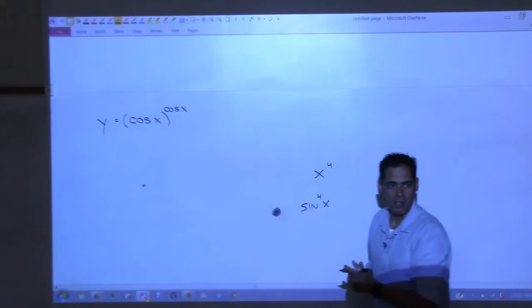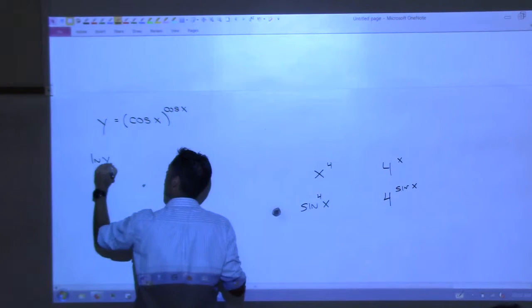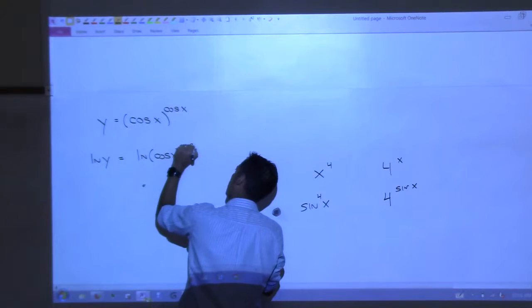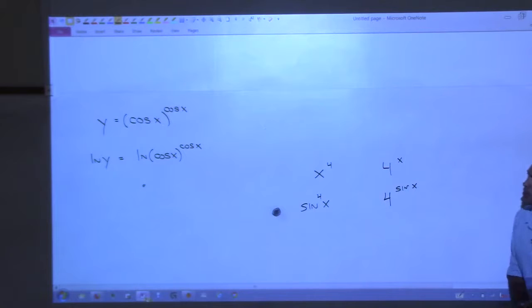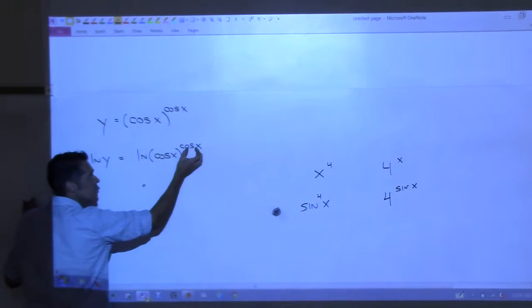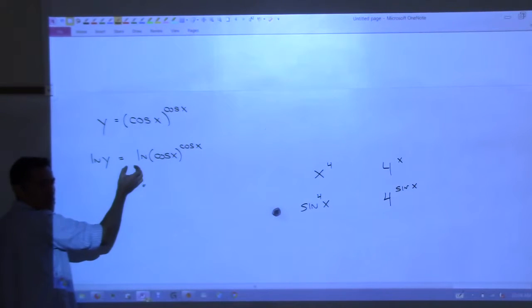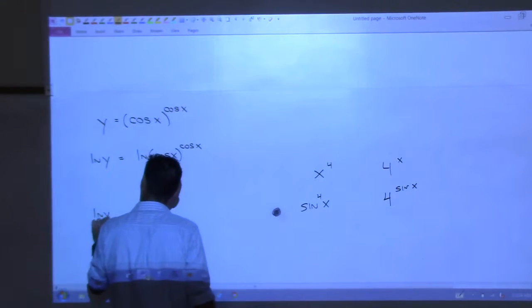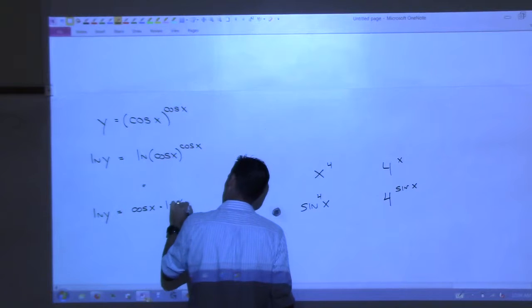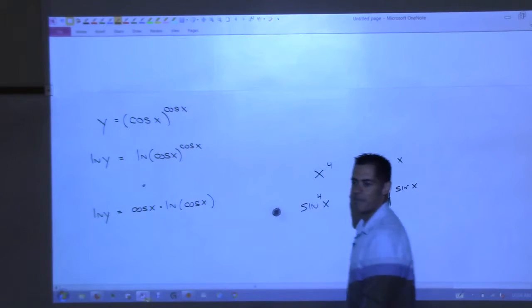So let's try logarithmic differentiation. I'm going to take the natural log and apply it to both sides. Like that. And what can I do on the right-hand side? Move what to the front? The cosine x. I have natural log of something to a power, so that power can come down. And so this becomes natural log of y equals cosine x times natural log of cosine x. Right?